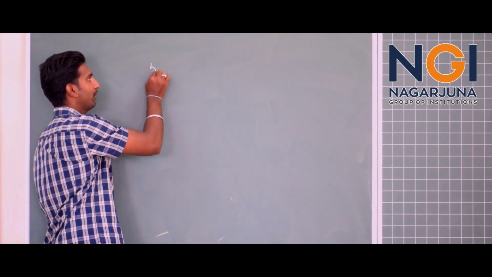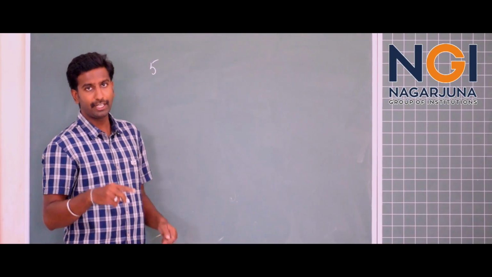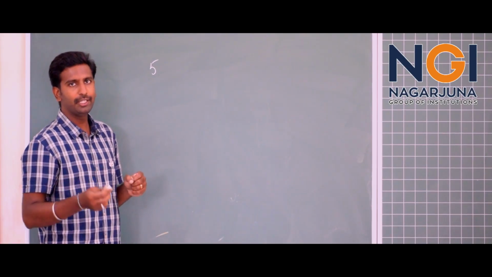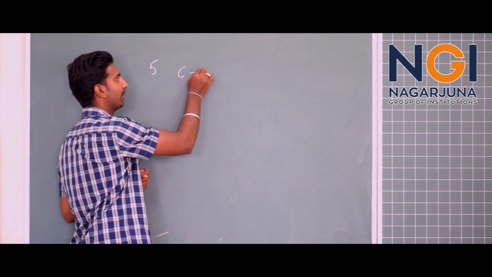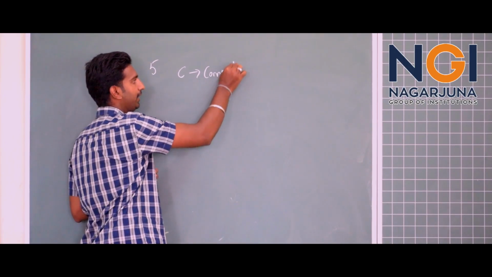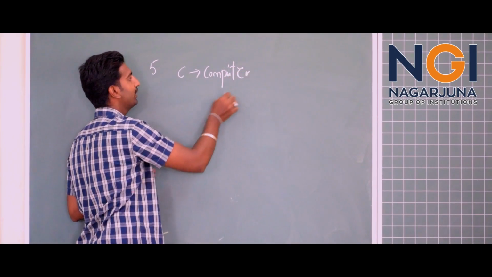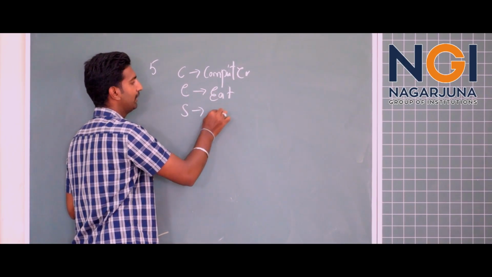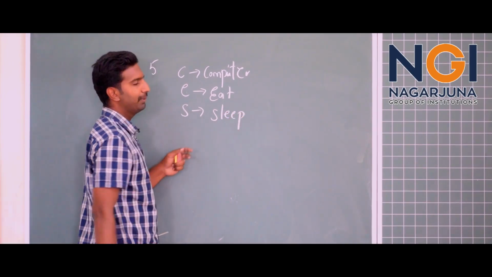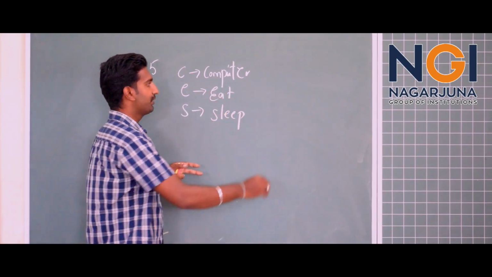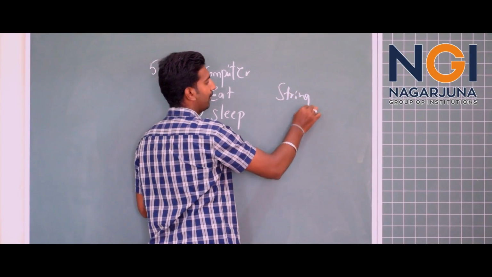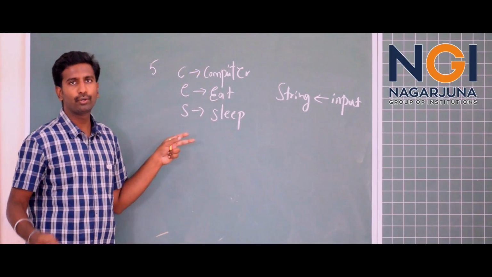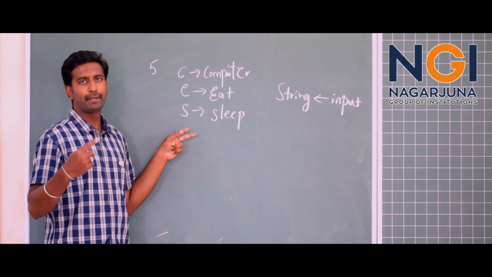So we'll be discussing problem number 5, which is a daily routine problem. There is a person whose daily routine is coded in the form of a string. Initially, in the morning he wakes up and uses the computer. After using the computer, he eats something. After eating, he goes to sleep. So this is his daily routine, taken as a string from the user. That is the input we are going to get for this problem, a string which specifies his daily routine.